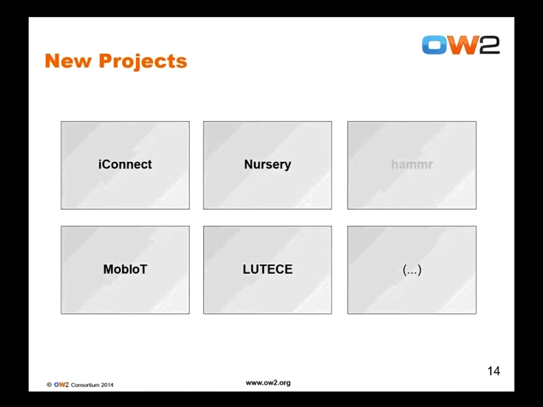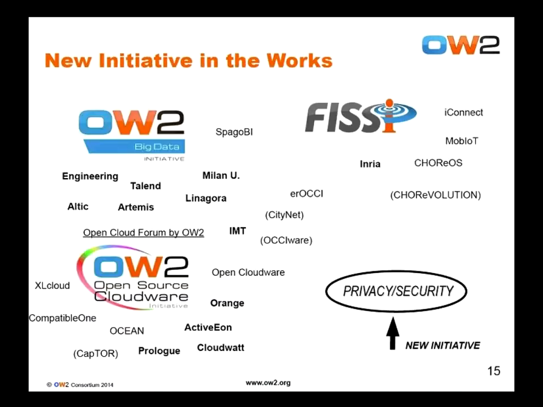And the Technology Council is currently evaluating Hammer. Hammer is a tool to manipulate application images over the cloud. Talking about the next part of the initiatives.